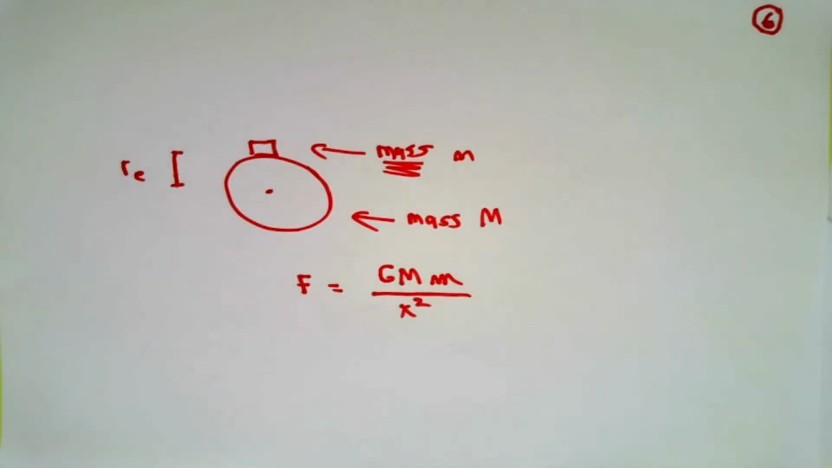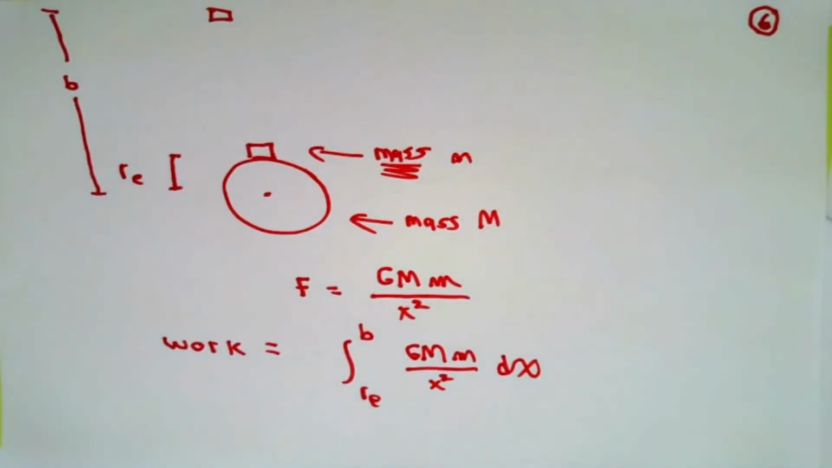I want to think about this situation. I'm going to start off on the surface of the Earth at r sub e. This is 4,000 miles roughly, about 6.4 times 10 to the 6 meters. I want to raise the object up until it is a distance of b meters from the center of the Earth. Based on our previous ideas, the amount of work is the integral of the force with respect to location, starting at the surface of the Earth. That'll be x equal r sub e, ending at x equals b.